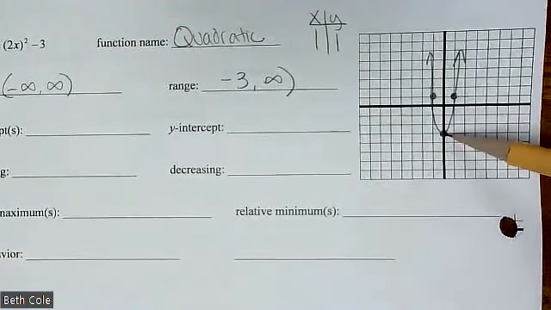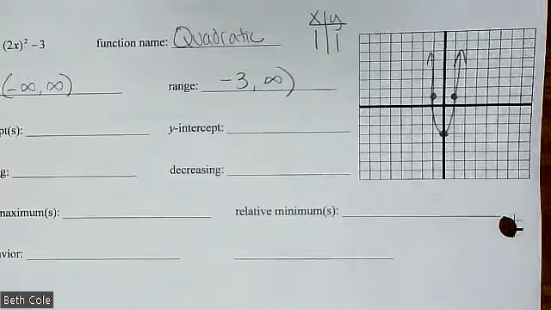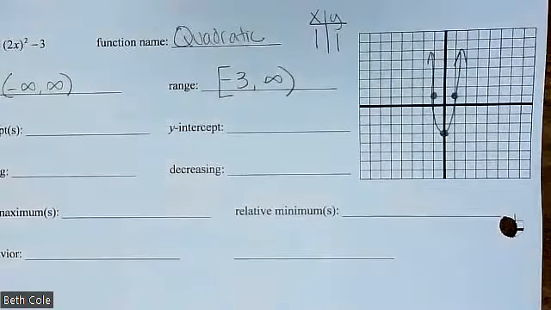But is -3 actually on the graph? Like, does that point exist there? That exists there, so it gets a bracket. So one side's a bracket and one side's a parenthesis.